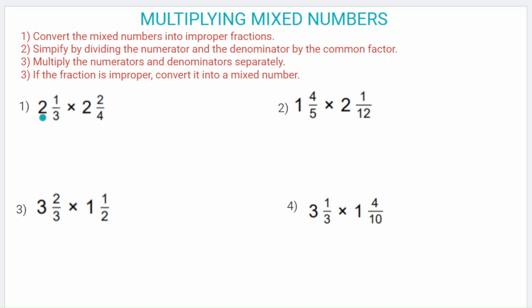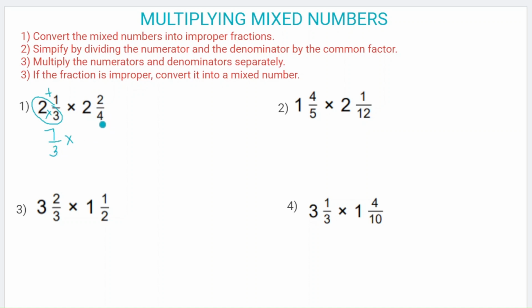We will multiply the whole number with the denominator. So in this case, the whole number is 2, the denominator is 3. 2 times 3 is 6. Add the product with the numerator. So 6 plus 1 is 7. The numerator would be 7. Keep the denominator same, which is 3. So 2 1 over 3 has been converted to an improper fraction, which is 7 over 3.